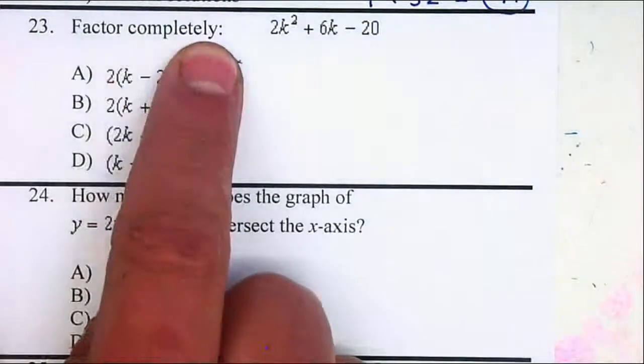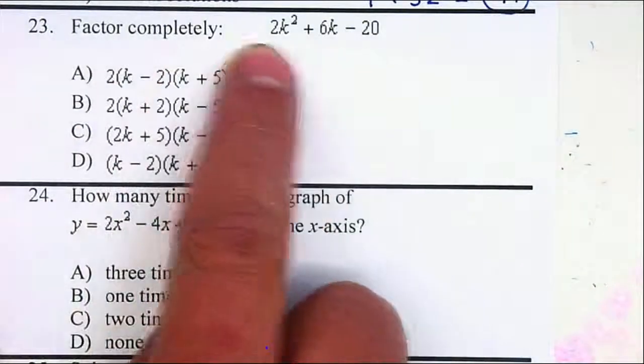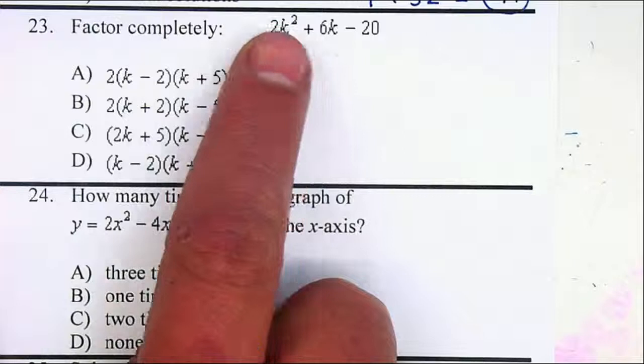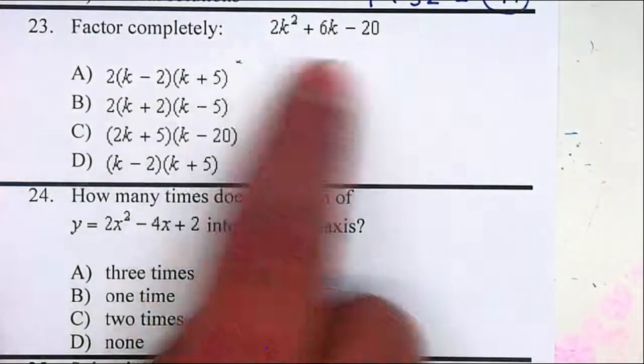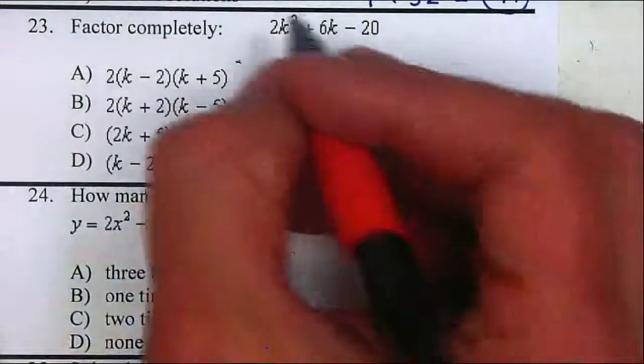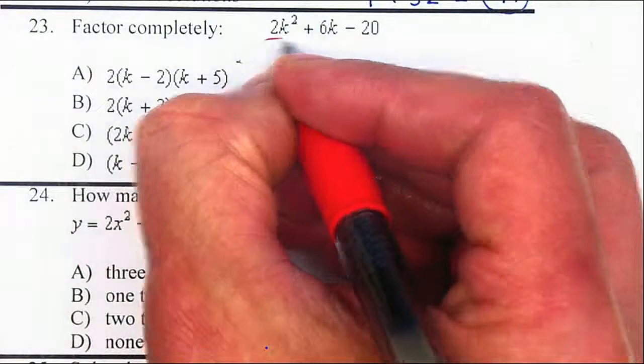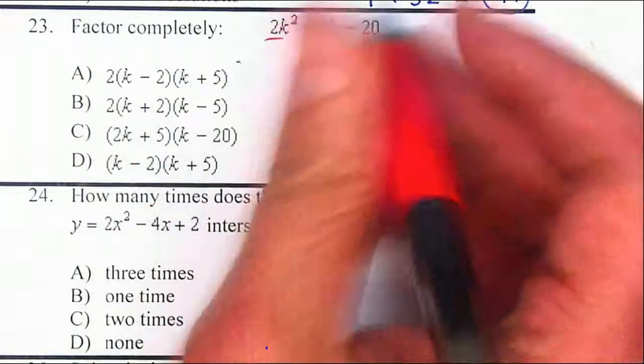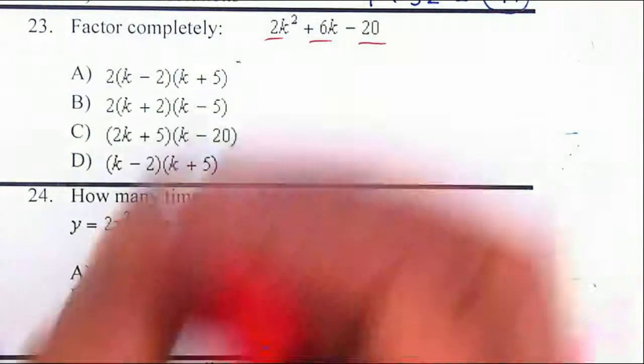Factor completely. We need to factor the following trinomial because it has three terms, and I need to factor out the common factor first. Can I factor out a common factor? Is there a number that divides 2, 6, and 20? Yes, I can factor out a 2.